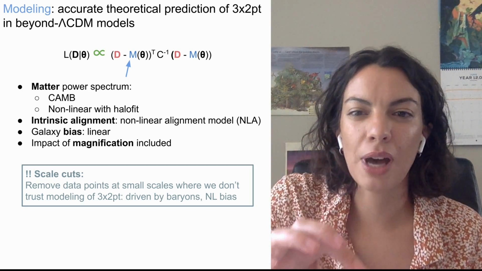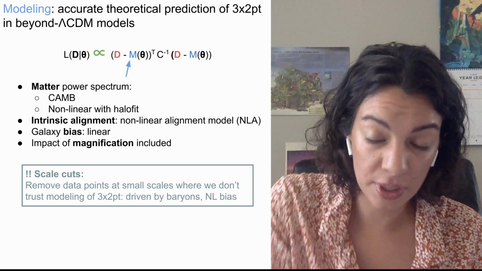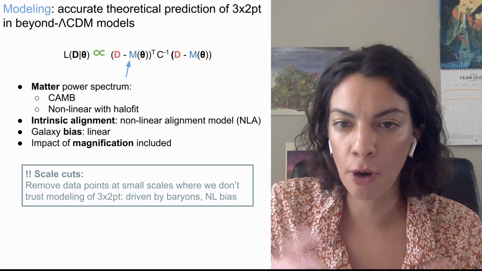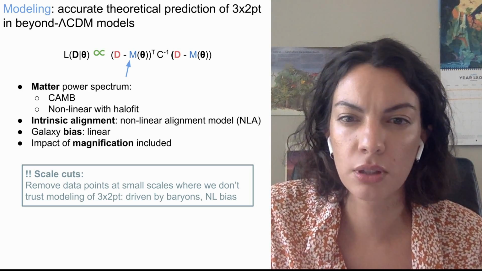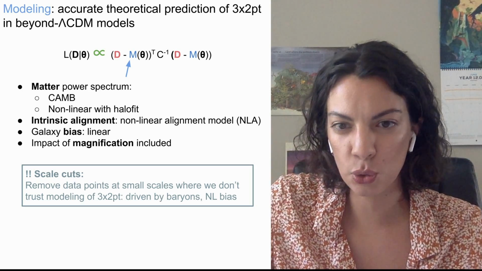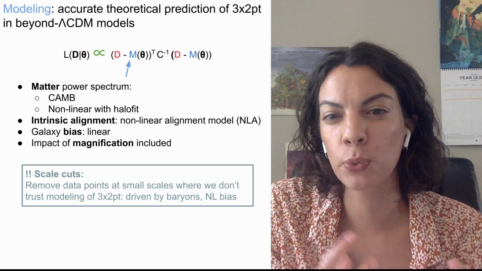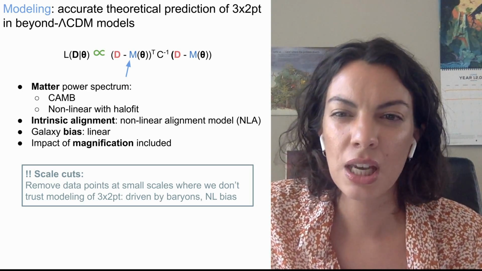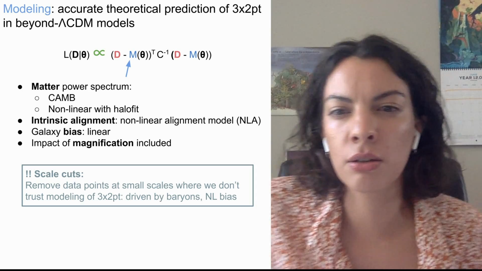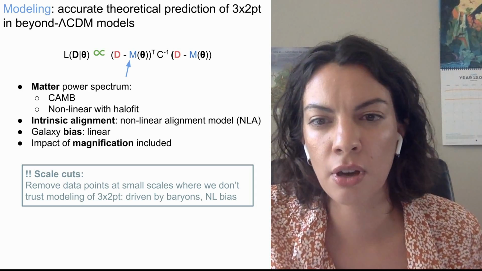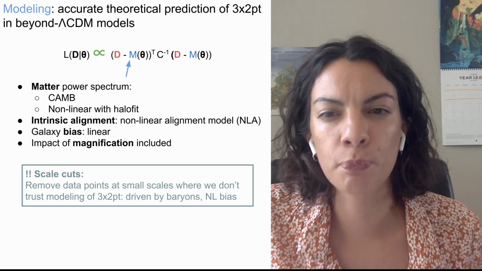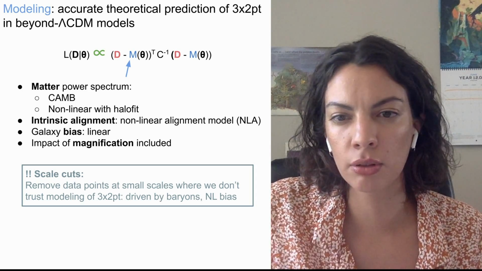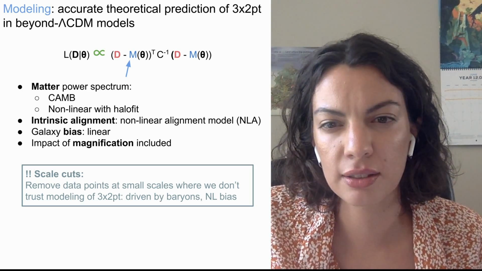But we also need to add the contribution from the intrinsic alignments, which is the alignment of galaxies that are forming in the same gravitational potential. And so they will tend to correlate with each other, but it won't be cosmic shear. So we need to take that into account. And we use for that the nonlinear alignment model, taking into account basically the tidal alignment of galaxies.